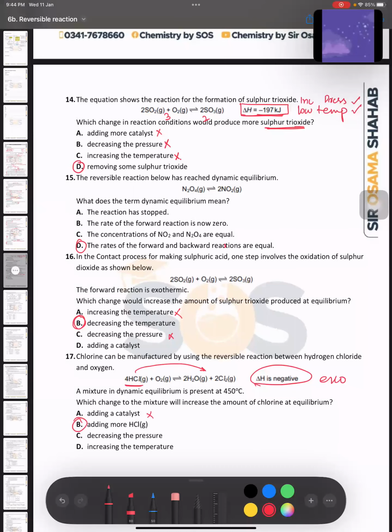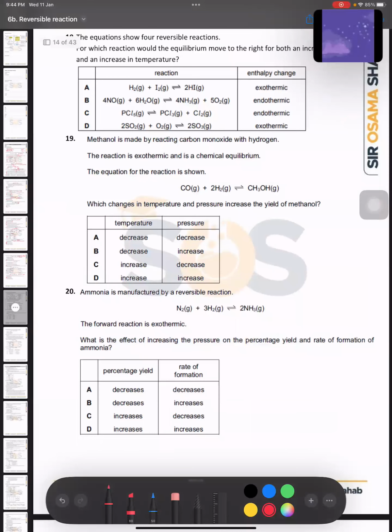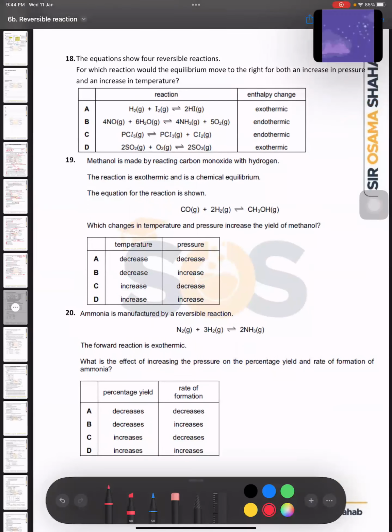Then if you talk about the next three questions over here, you can see that question number 18 is saying that the equation shows 4 reversible reactions. For which reaction would the equilibrium move to the right hand side for both an increase in pressure and increase in temperature? So if you increase temperature, definitely the endothermic reaction would be favorable, right? So which one is endothermic? This one is endothermic or this one is endothermic? So the right answer can be B or C.